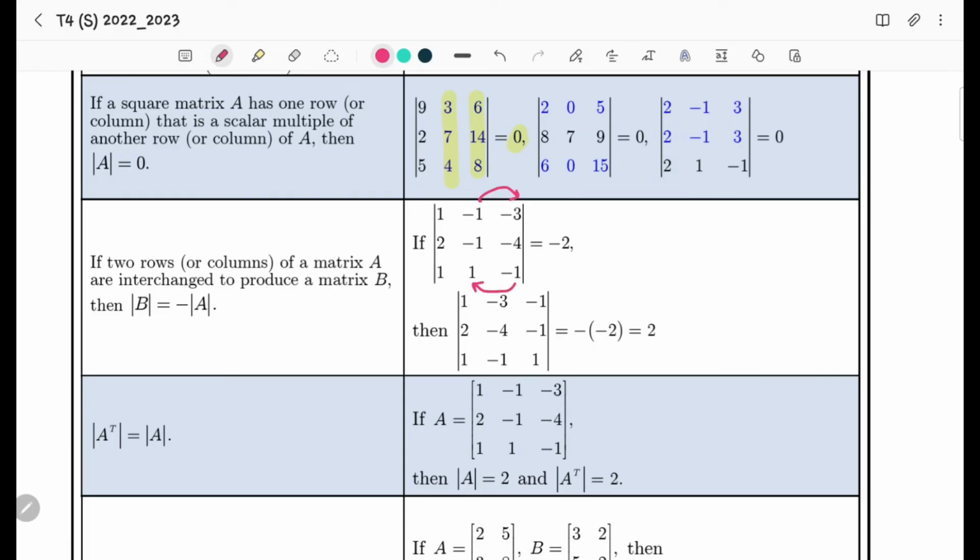Interchange these two columns, and you get the second matrix here. So the determinant of the second matrix will just be the negative of the first matrix. Then you get 2.